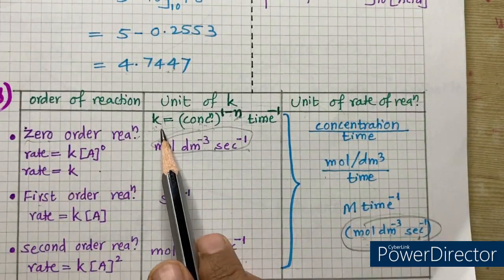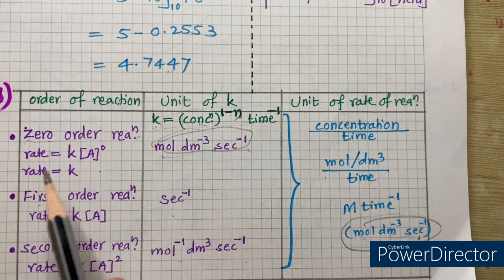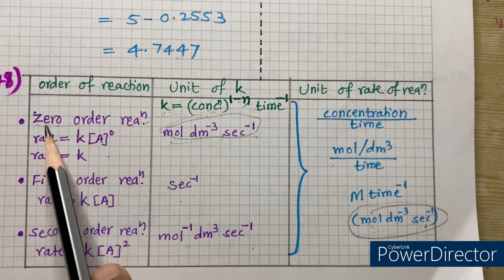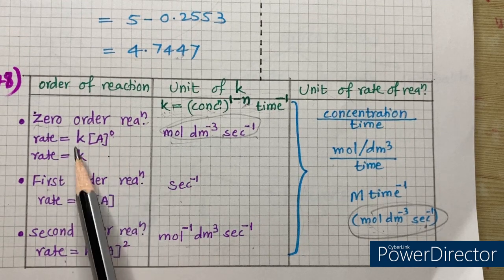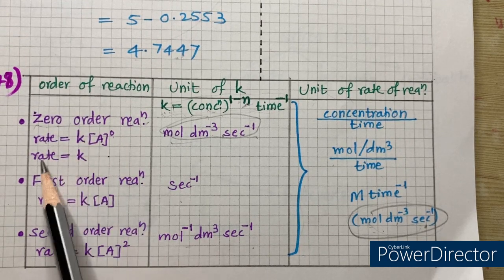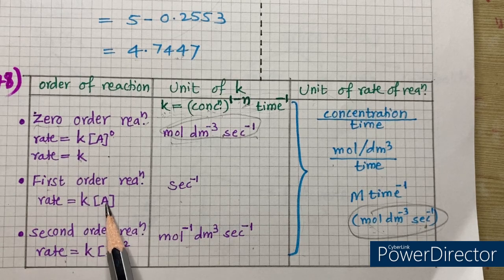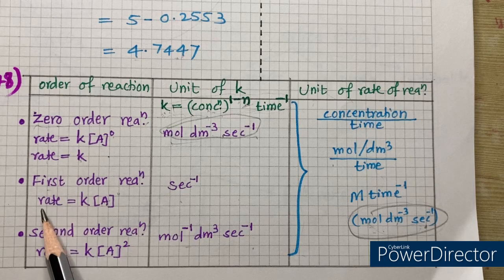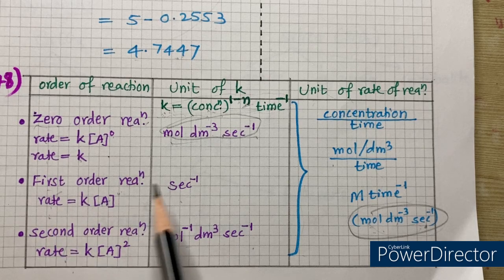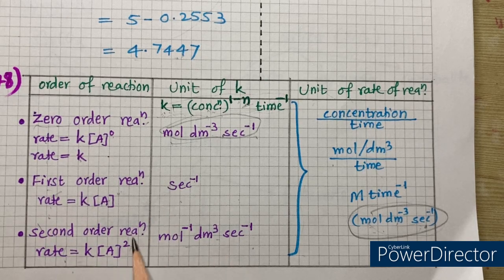You can determine the unit of rate constant simply by substituting the values like this. Here, zero order means this one, that is, the unit of this and this are the same. Now, for first order, here it is a 1. Now, it is a concentration and it is a concentration upon time. Concentration cancelled out and the unit of K is per time. It is per second. Like this, by using this also, you can determine the unit of K.